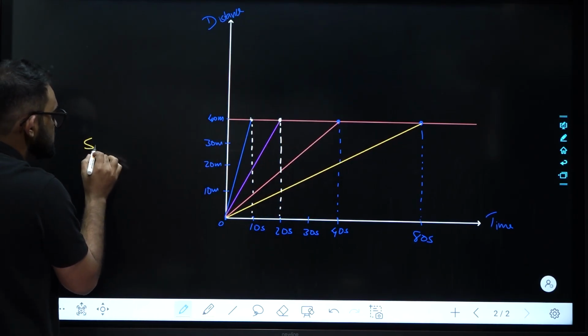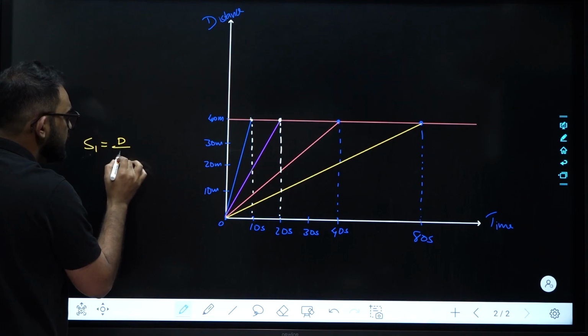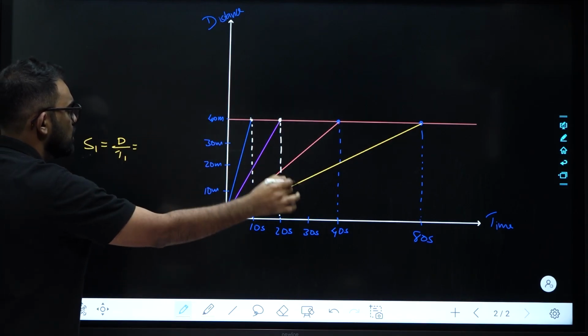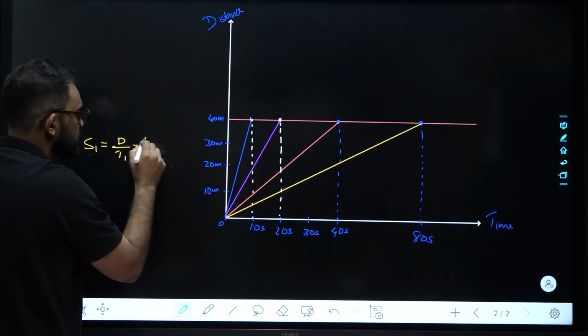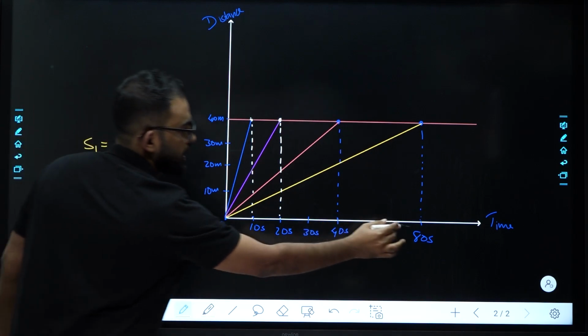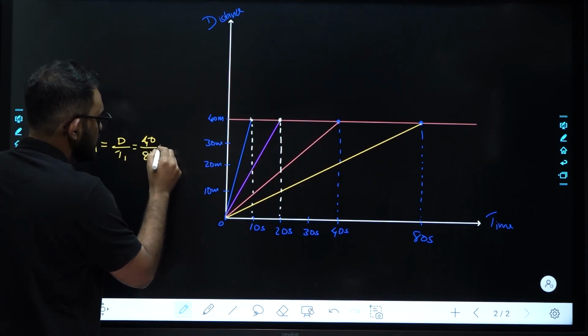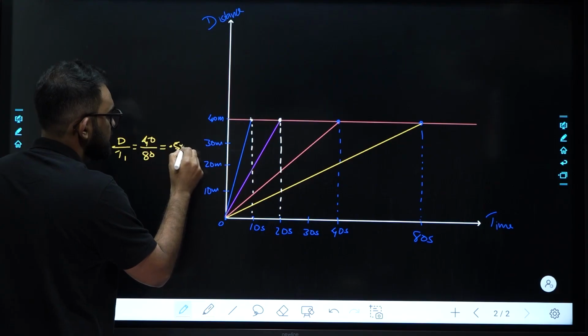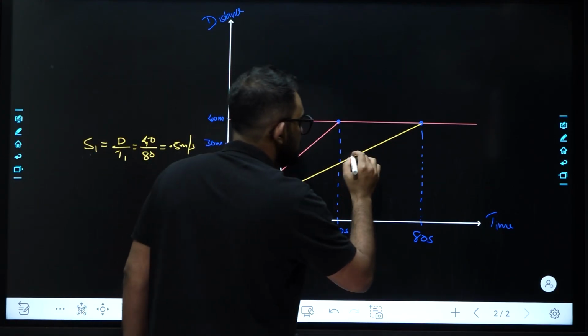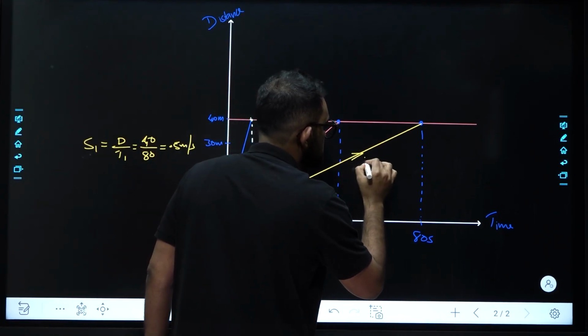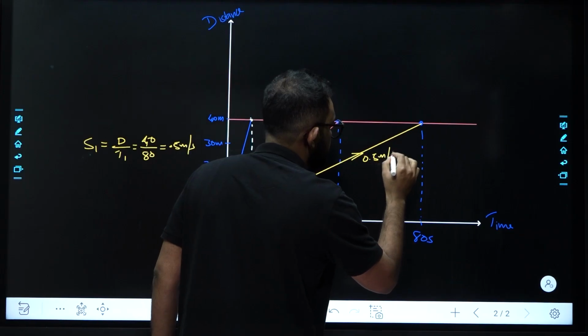Speed of the stroller S1 is equal to simply distance by time. Distance is same for all the 4 persons. What is the distance? 40 meter. What is the time? That is 80 seconds for the person who walks like a turtle. So 40 by 80 is 0.5 meter per second. So the speed of the stroller is 0.5 meter per second.